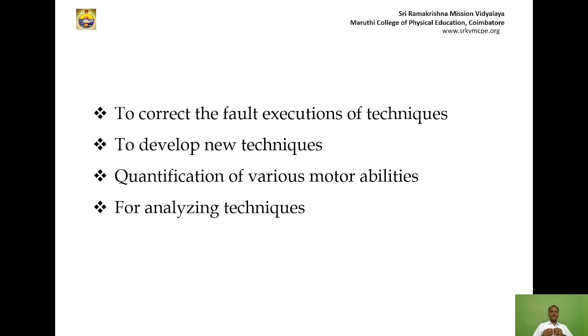And to develop new techniques, as we have already seen, in sports and games, a lot of games are coming, so a lot of techniques are there, and we can give new techniques with the help of sports biomechanics. Then quantification of various motor abilities. What motor abilities must we recommend from individual to individual? Some motor abilities we need not give to everyone. Some we must give to a specific individual, so that we can quantify the motor abilities for the individual.